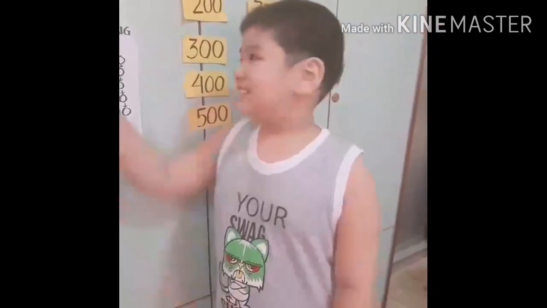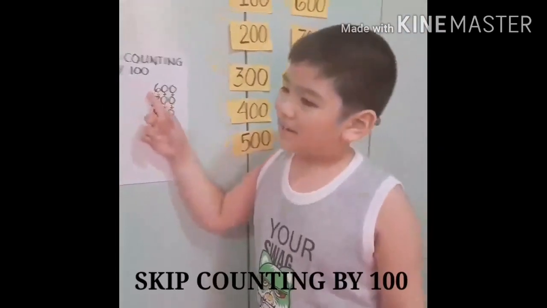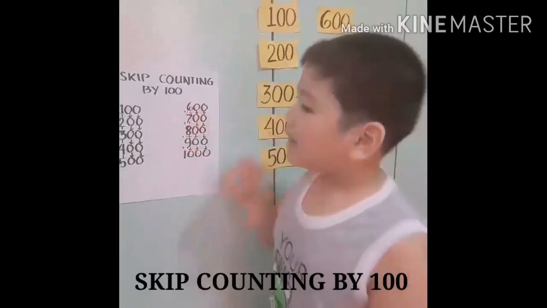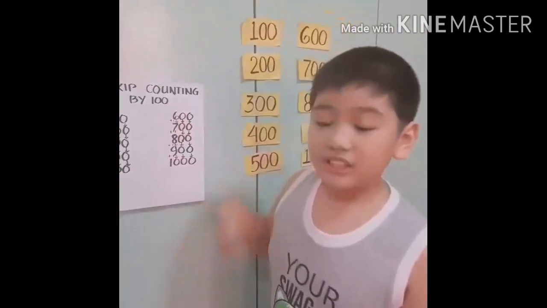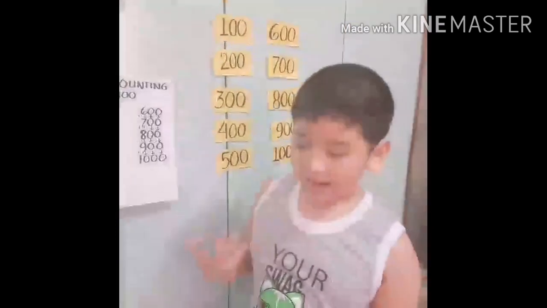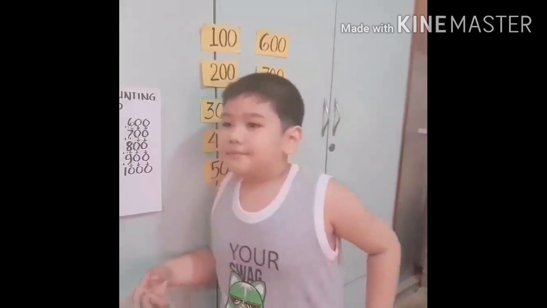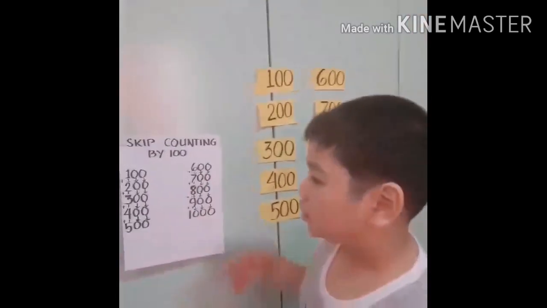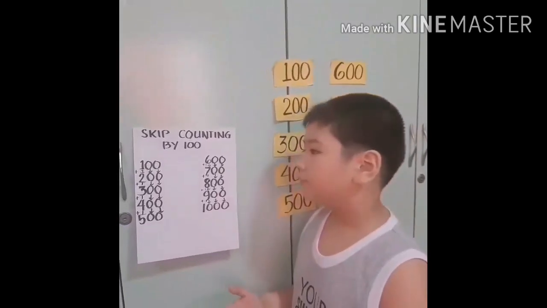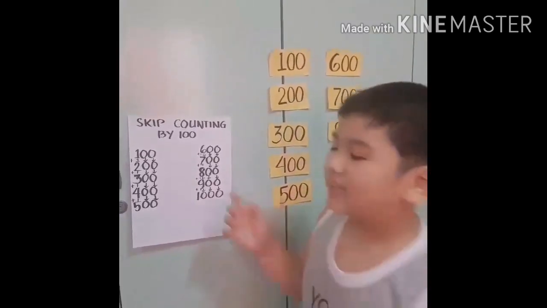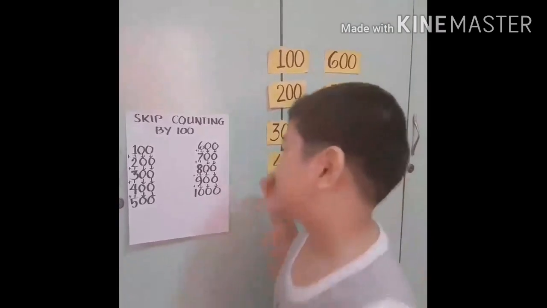Next, we skip count by 100. In counting by 100, the procedure is also the same as tens. The only difference is there are two zeros that will remain zero, and add one to the first digit, like this.